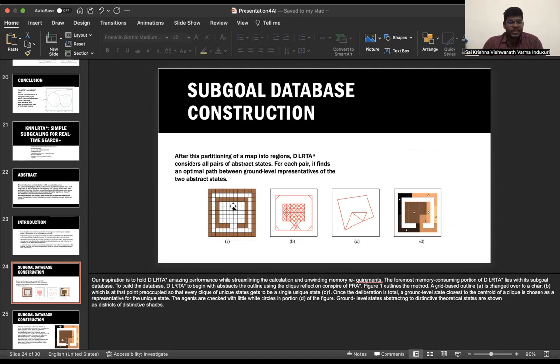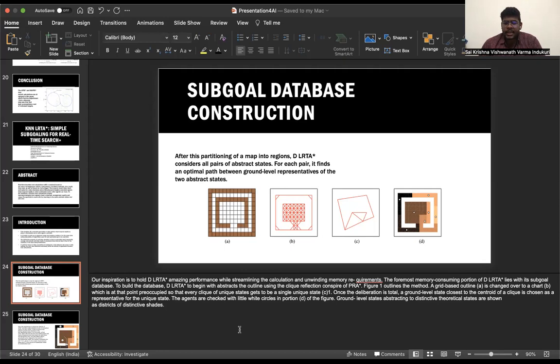The sub-goal database construction. Our inspiration is to hold the LRTA star's amazing performance while streamlining the calculations and unwinding memory requirements. The foremost memory-consuming portion of DLRTA lies with its sub-goal database. To build the database, DLRTA to begin with abstracts the outline using the clique abstraction scheme of PRA star. The figure here outlines the method.